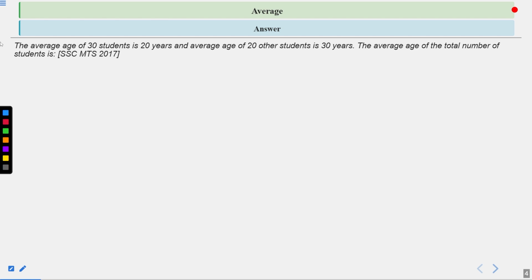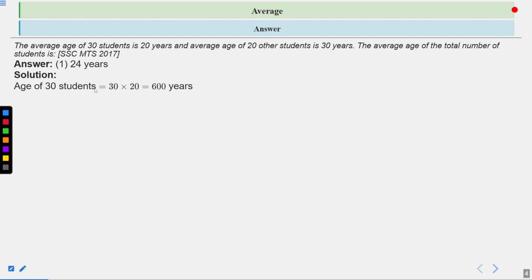So the question says that the average of 30 students is 20, so we can calculate the total age of 30 students, and we also calculate the total age of 20 students, which is given as 30 years. Then we add up all the ages and divide by the total number of students, and we get the average. So the correct answer of this question is the first one, which is 24 years. Now see the detailed solution of this question.